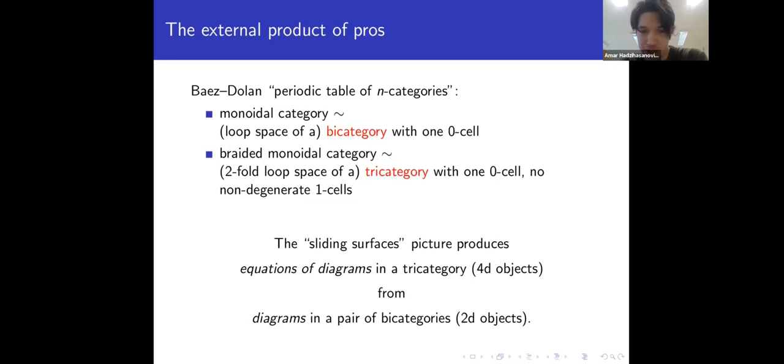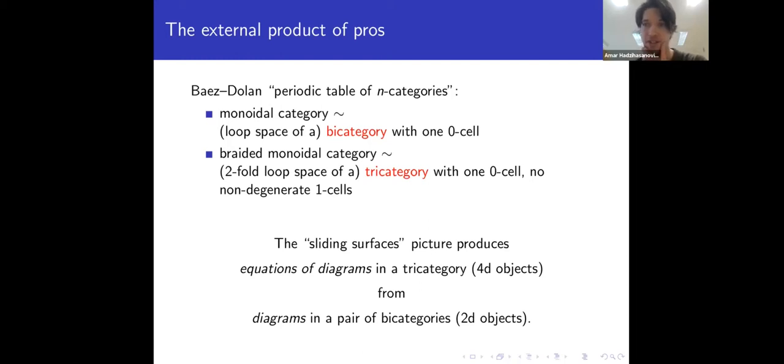And if you think about this sliding surfaces picture, it's a way of producing an equation of diagrams in 3D space, so diagrams in a tricategory, from a pair of planar diagrams, so diagrams in a bicategory. So you see this equation of diagrams in a tricategory, we can see it as a four-dimensional object, and that's obtained from a pair of two-dimensional objects.